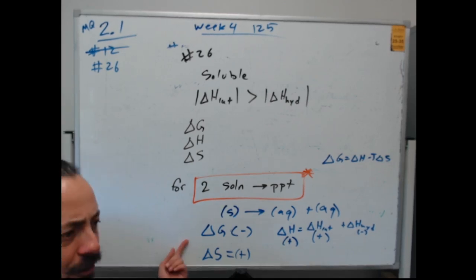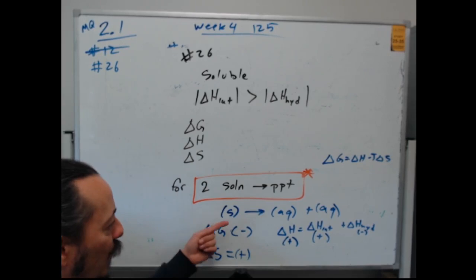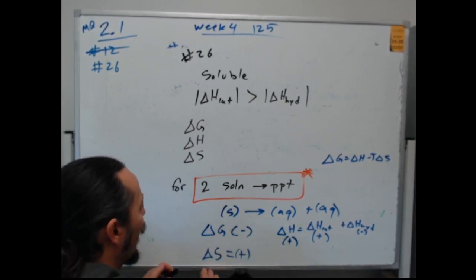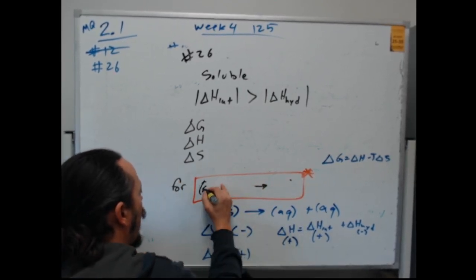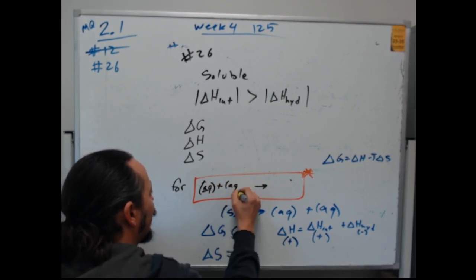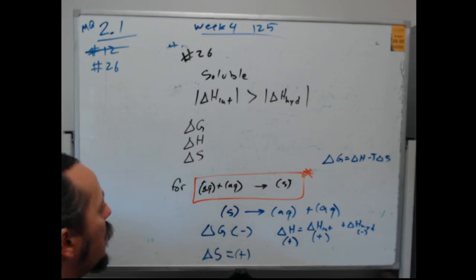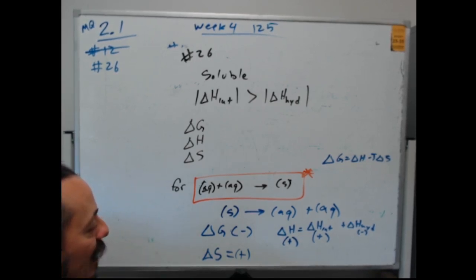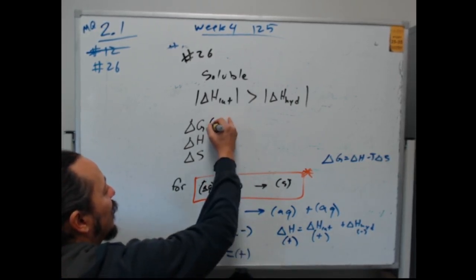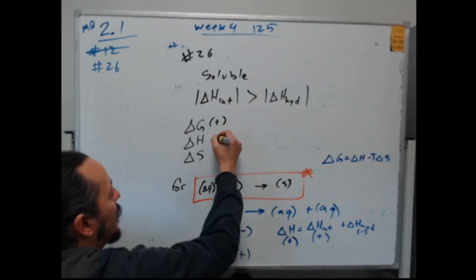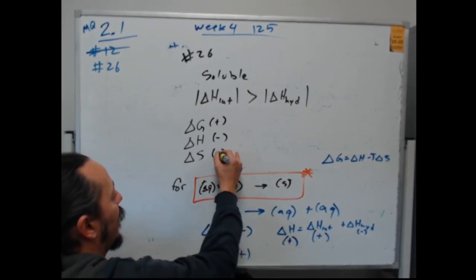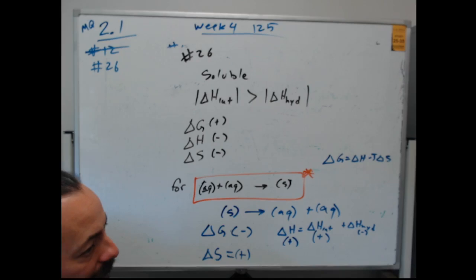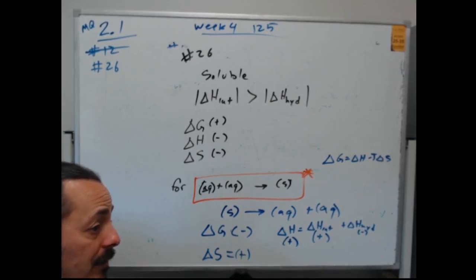But this is for the wrong reaction. This is for the solid going to aqueous. What we want to be doing is aqueous plus aqueous goes to solid. What that means is all of my answers are off by a negative sign. So my delta G is going to end up being positive, my delta H is going to end up being negative, and my delta S is going to end up being negative.